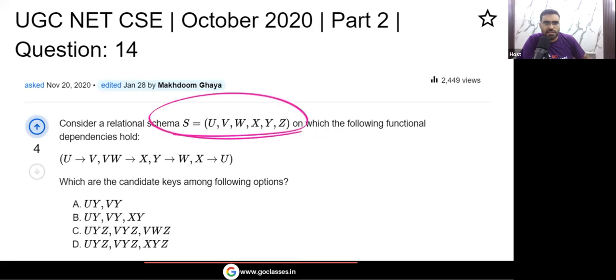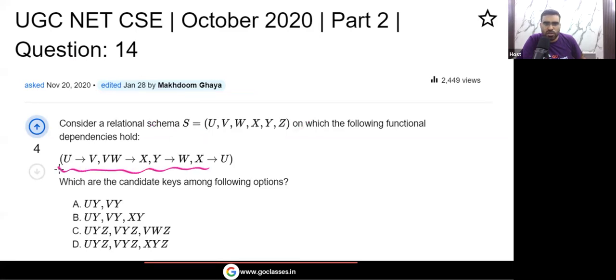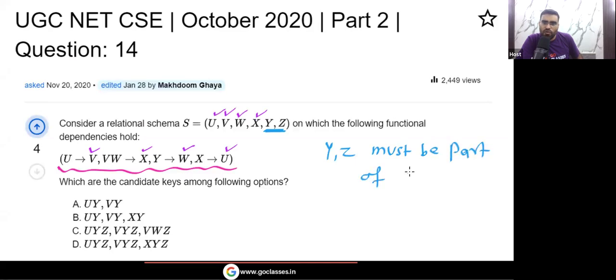These are the attributes, 6 attributes. Which attribute does not appear on the RHS of any non-trivial FD? You can see V appears, next X appears, W appears, okay, next U appears. Now you can easily see that Y and Z do not appear on the RHS of any non-trivial FD. So I can say YZ must be part of every candidate key. Yes or no?